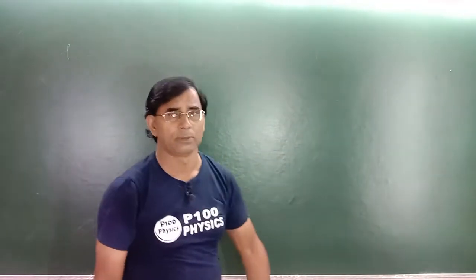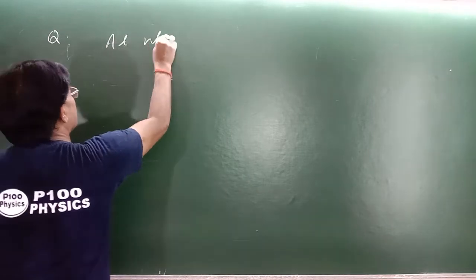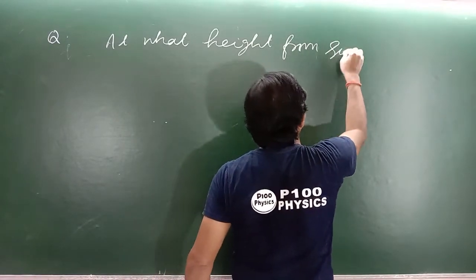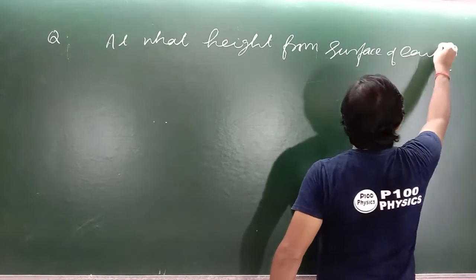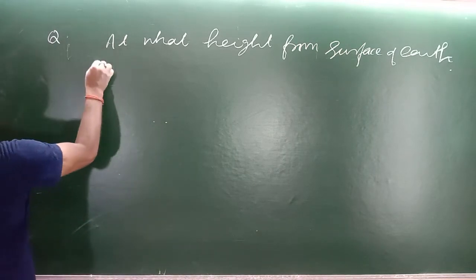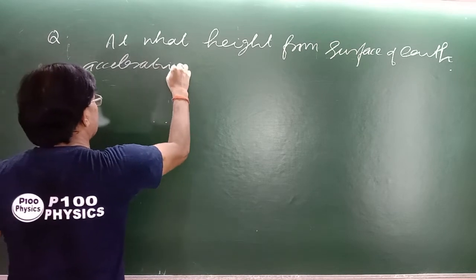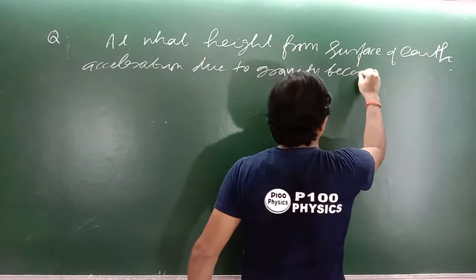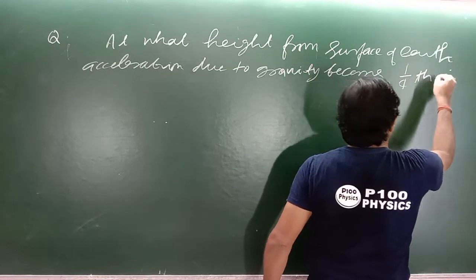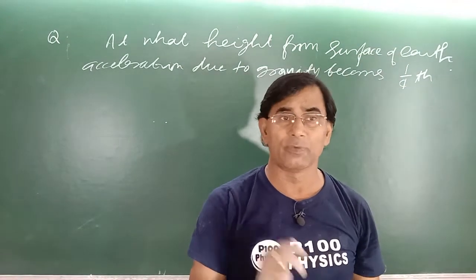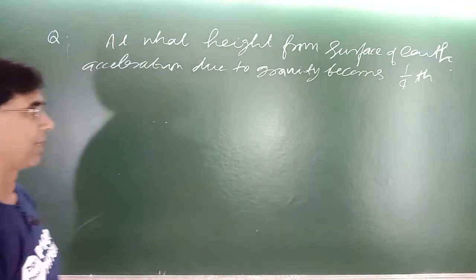A similar question. Try to solve the question and give the answer. At what height from the surface of the earth does the acceleration due to gravity become 1/4 of the acceleration due to gravity on the earth's surface? Try to solve.